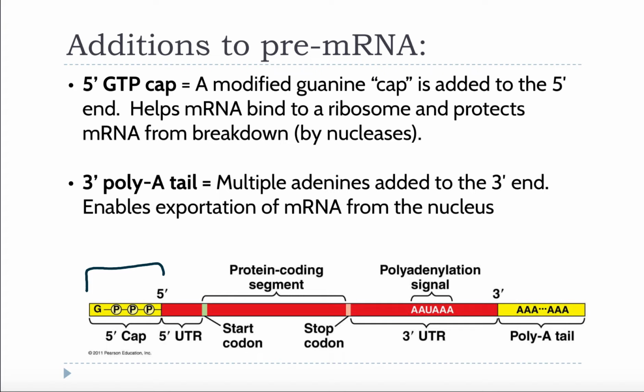And then we're going to also add what's called a poly A tail, that 3' sequence of A's at the end, to help allow the exportation of the RNA out of the nucleus, and also add a little bit of extra protection onto my RNA sequence so that it can escape.